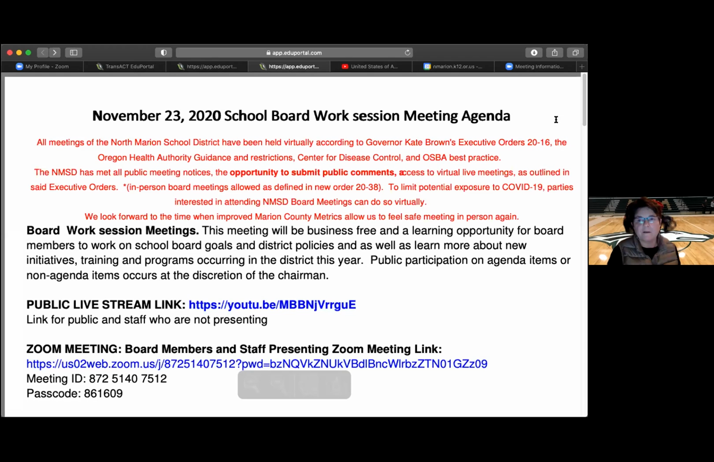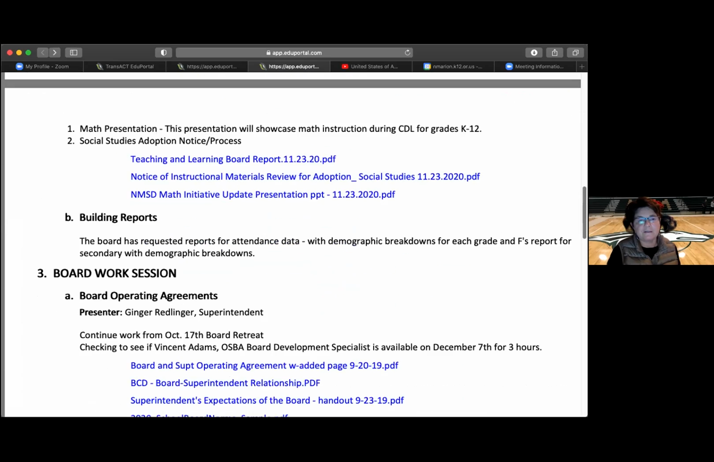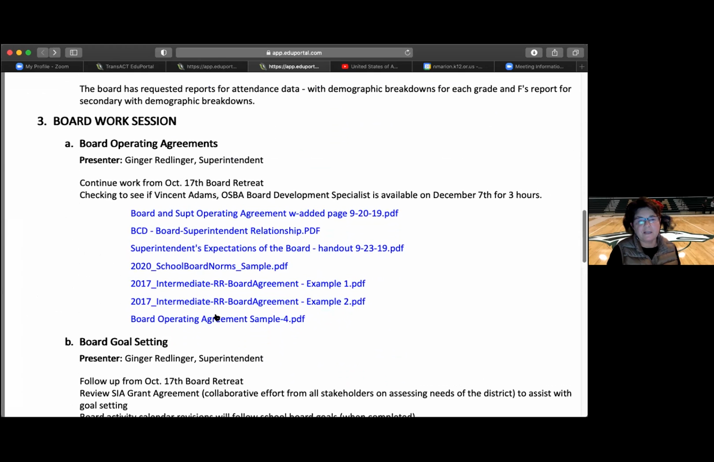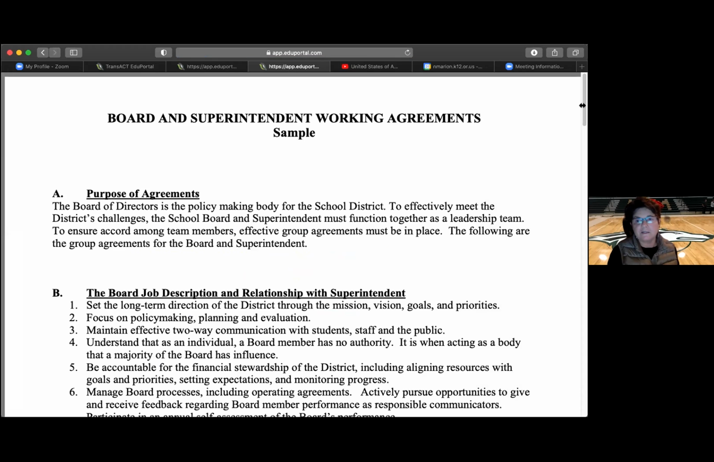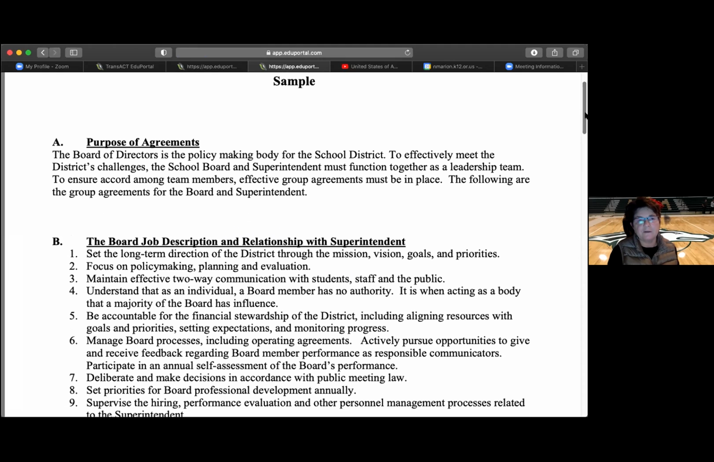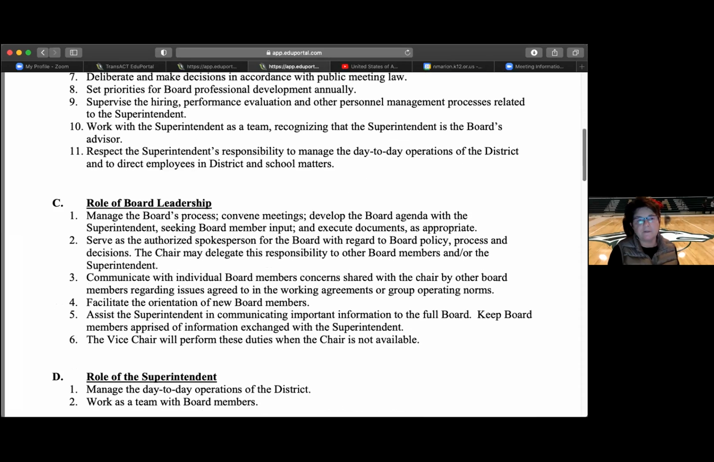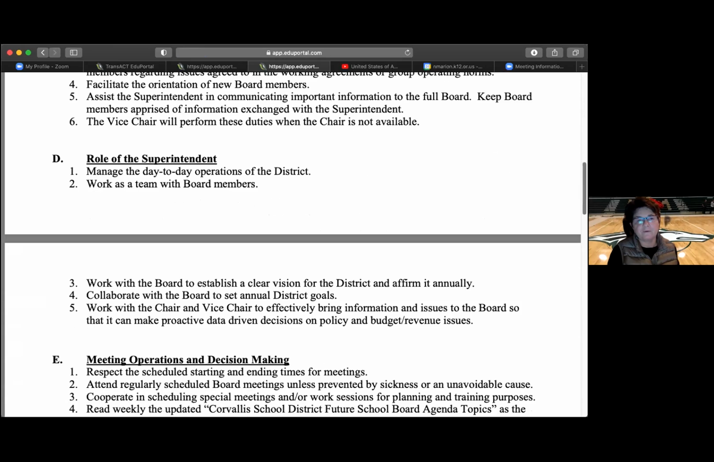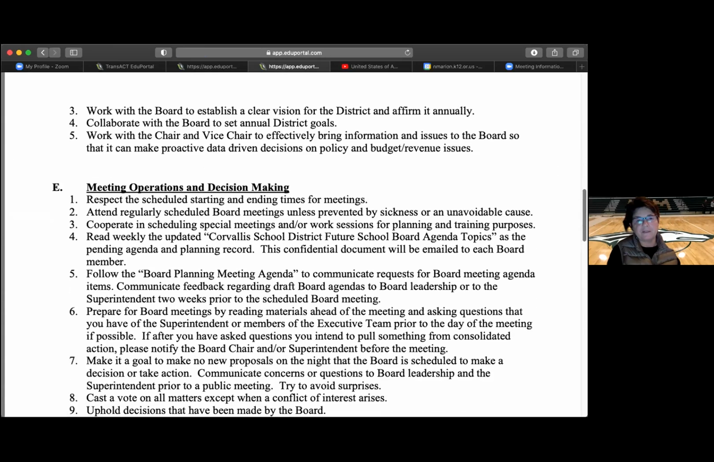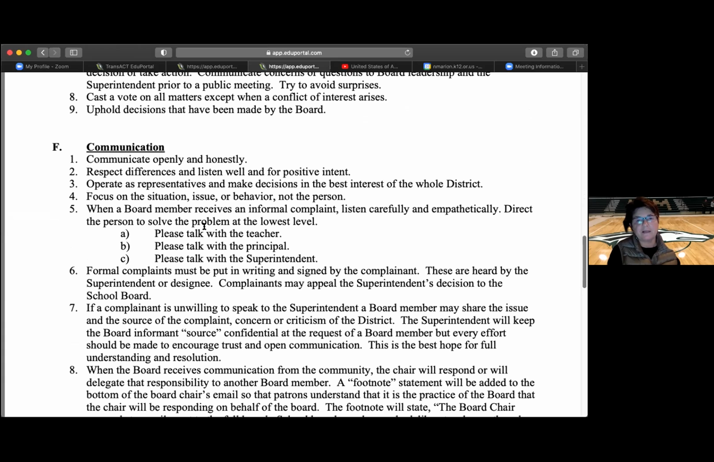And then the third one is kind of taking both the norms and the operations and putting them into one sample agreement. This is the working agreement. So this says how the work will actually look as it's going together. What the purpose is, the board's job description, the relationship with the superintendent, the role of board leadership, the role of superintendent, meeting operations and decision-making, communication and the chain of command, what to do when a complaint is filed.